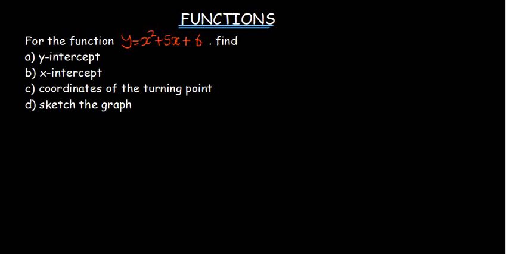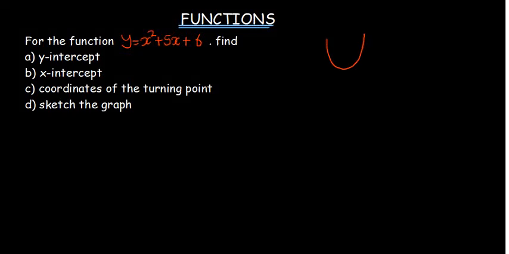One of the steps you can take to make your work easier is to look at the nature of the function we have been given. The coefficient of x squared is positive, hence you are going to have a shape like that. If it's negative, let's say we had minus x squared, we are going to have something like that. So that's how you can remember how the graph is going to look.